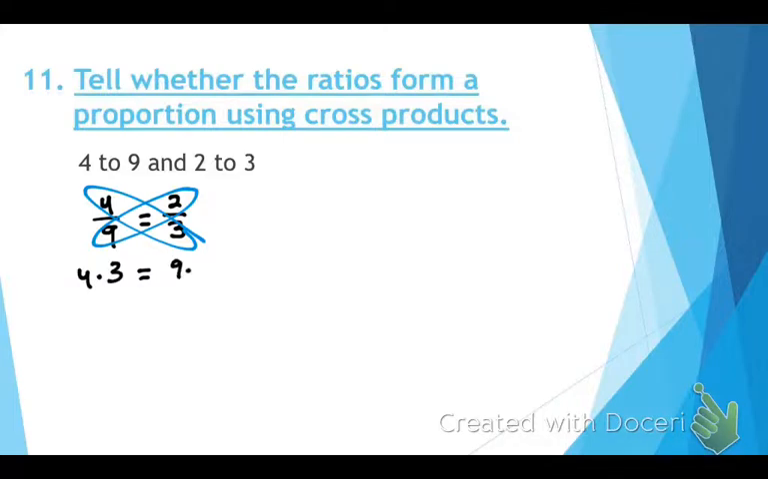4 times 3 equals 9 times 2. 4 times 3 is 12. 9 times 2 is 18. Do those equal each other? No. No, so we're going to put a little slash there. The answer is no. They do not equal each other, therefore they do not form a proportion.